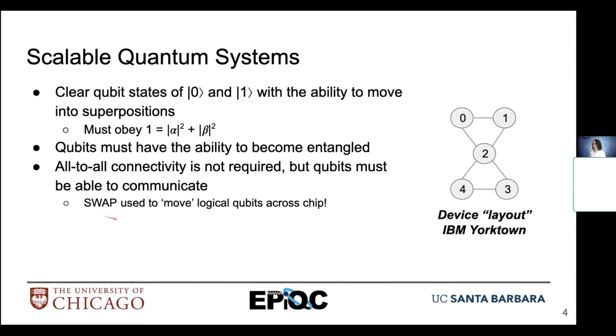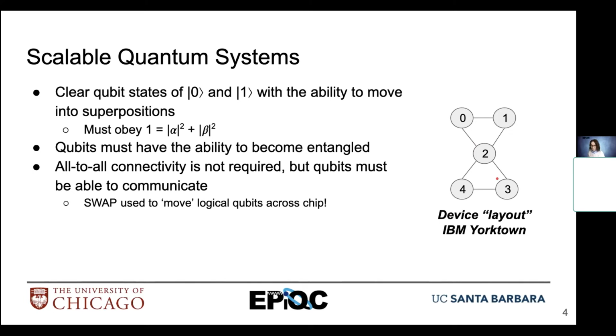So let's look at the layout for IBM Yorktown. This is a quantum device that you will actually be able to play with whenever we go into the next couple of weeks, where we start experimenting with the IBM Quantum Experience. And this is the layout. So layout is essentially just how the qubits are configured on the chip. So we can see that qubit 0 and qubit 1 have a physical connection. Qubit 0 and qubit 2 have a physical connection, but qubit 0 and qubit 3 do not.